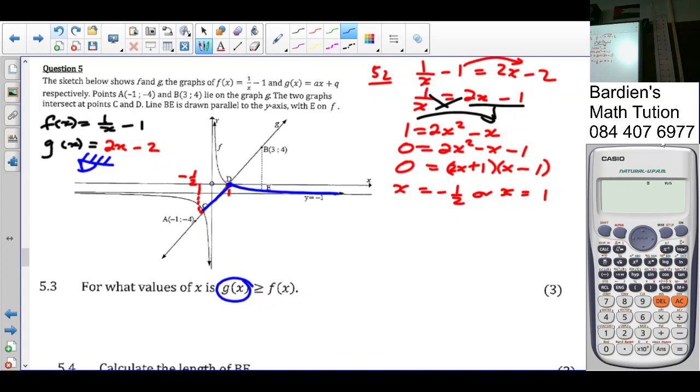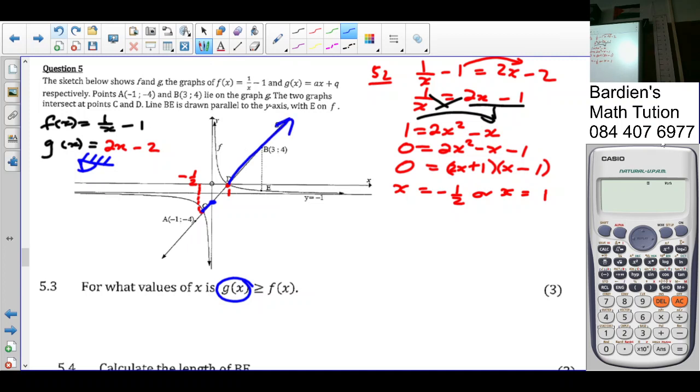No, that's not correct. Let's look at it again. G must be on top of f. G is on top of f from there to there, from negative half to 0. Then the polarity swaps. F is again on top of g. As you can see, f is on top. That's not what I want. And there g is again on top.